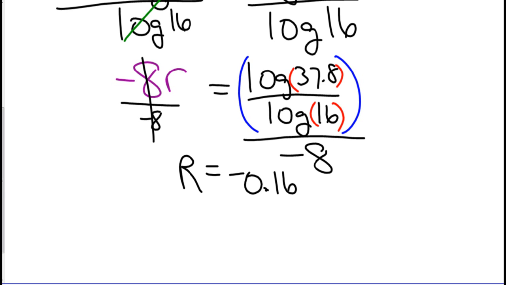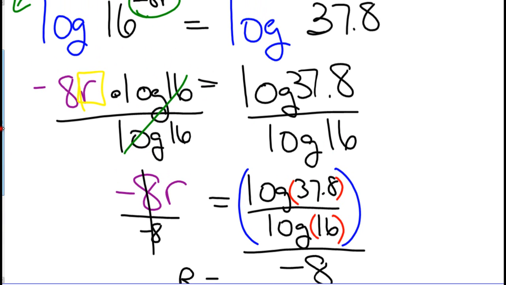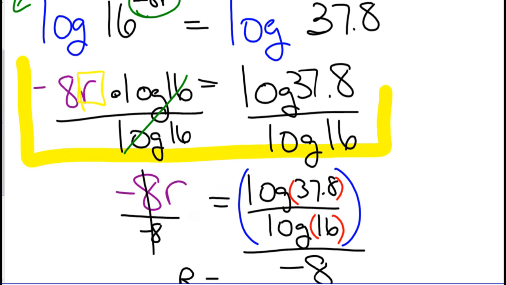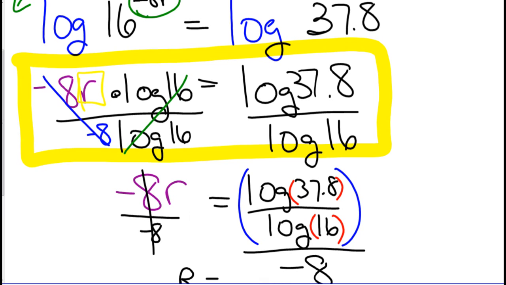The other way to get there, let me just scroll up. Right here at this stage, I'll highlight it for you. At this stage, you can actually not only divide by the log of 16, but you can also at the same time divide by that negative 8. And so those negative 8s will cancel, and you'll have a negative 8 over here. And then in your calculator, you can enter log of 37.8 divided by, and then you'll just put that in parentheses. Either way, you will still get the same number, negative 0.16.